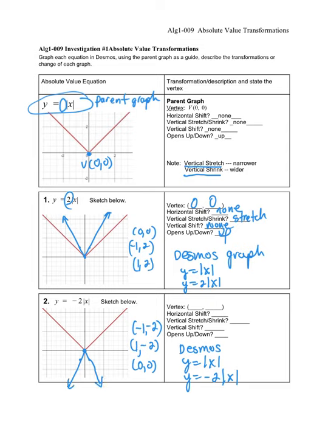And draw those. So the vertex is (0, 0). Horizontal is left or right, so there's none. And it does become more narrow, so it's a stretch. And vertical shift, none. And it opens down, because this is a negative 2.